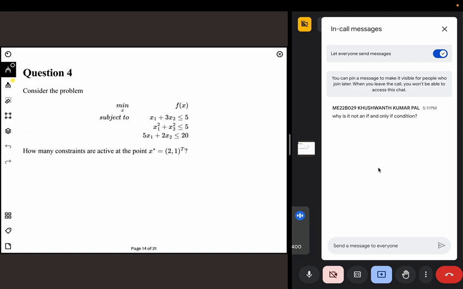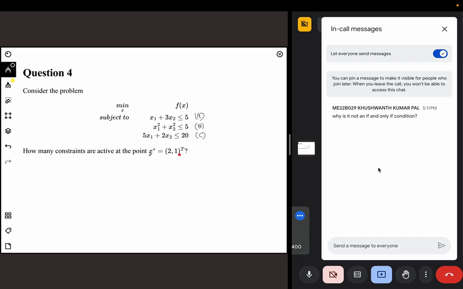Okay, let's take this problem. This is also a straightforward one. So you have to minimize this function subject to these constraints. How many of these constraints are active at a particular point x star? So there are 3 constraints, let's say A, B, C. Which of these are active at this particular point? Whenever we say an active constraint, we need to define the point x. If I have not defined what the point x is, then you cannot say anything. Depending on the point x, that constraint can either be active or inactive.